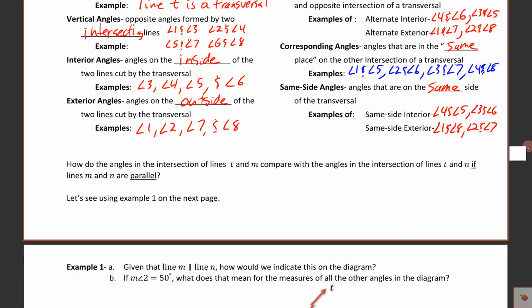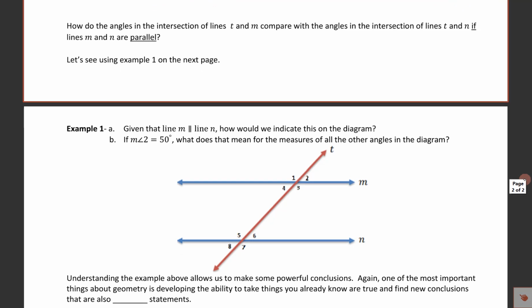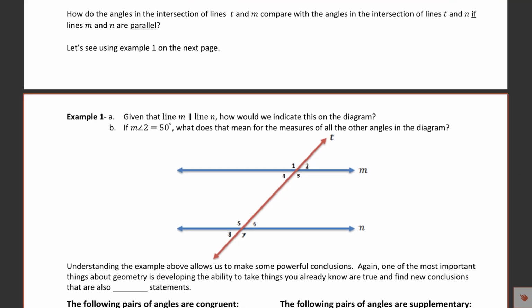So we're going to come over here and take a look at example 1 and figure that out. It says, given that line M and N are parallel, so line M is parallel to line N, how would we indicate this on the graph? So I'm just going to put a little arrow right here, okay? And it says the measure of angle 2 is 50 degrees. What does this mean for the measures of all the other angles on the diagram? So I'm going to write this down as 50 degrees right here. So that is 50 degrees.